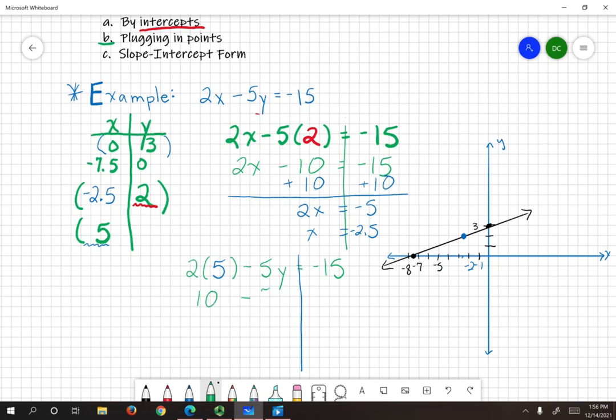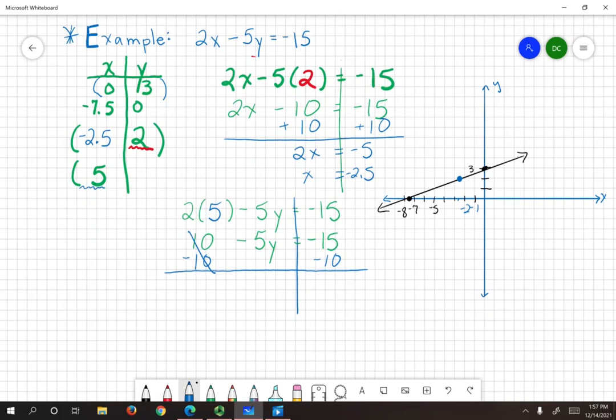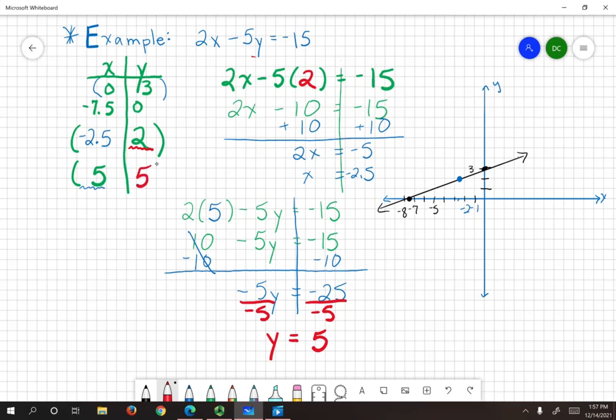So 2 times 5 is 10 minus 5y equals -15. I'm going to subtract 10 from both sides. This goes away, and it leaves me with -5y equals -25. Divide both sides by -5, and I get y equals +5. A negative divided by a negative is positive. So I get 5, 5.